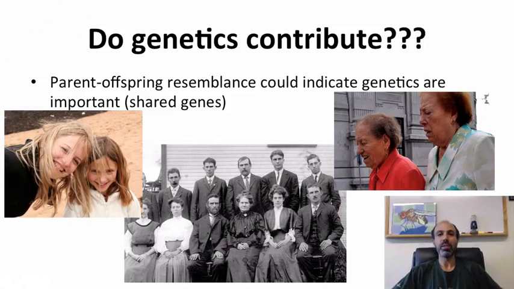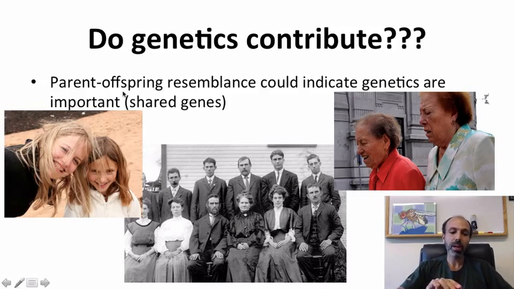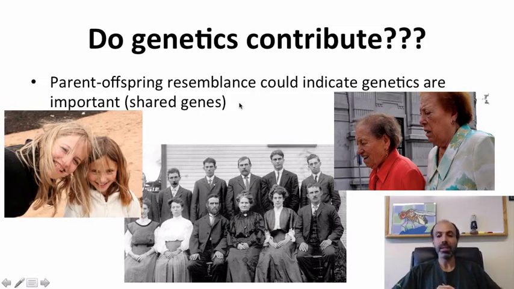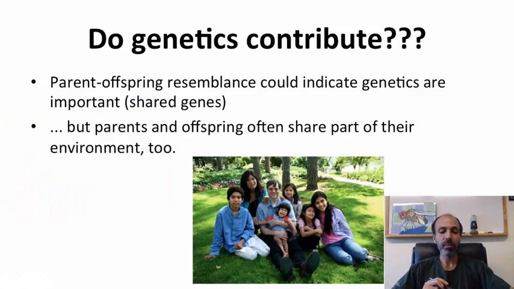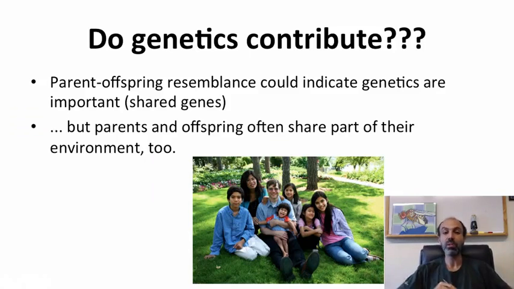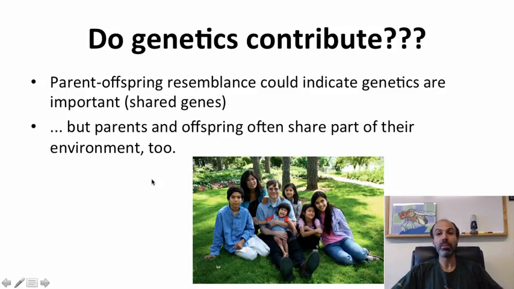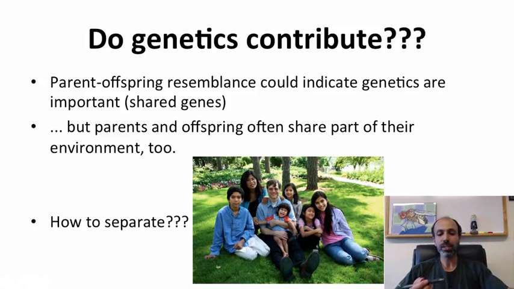First, do genetics contribute? The way people usually identify some sort of genetic contribution, and I mentioned this at the beginning of the genetics section, is that there's some sort of parent-offspring resemblance. This could indicate that genetics are important because people who are related tend to look more similar to each other than to somebody at random from the population. However, this is not a perfect measure. Part of the reason, and this is something we'll come back to later in this set of videos, but not in this video in particular, is that parents and offspring often share part of their environment too. So how do we separate these two things?